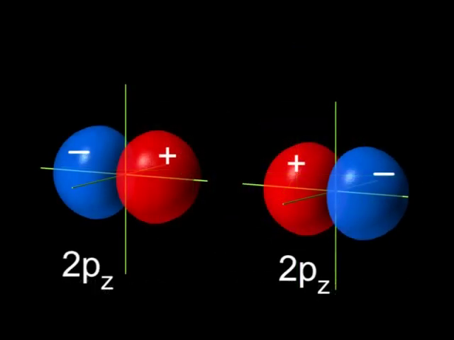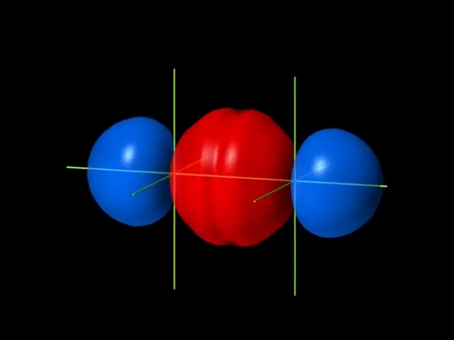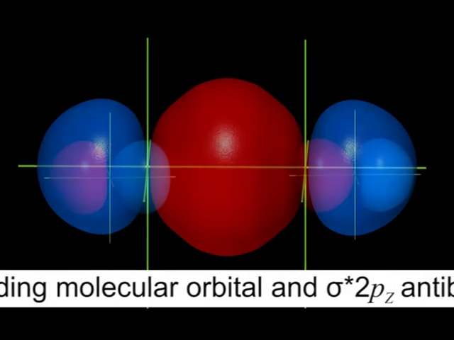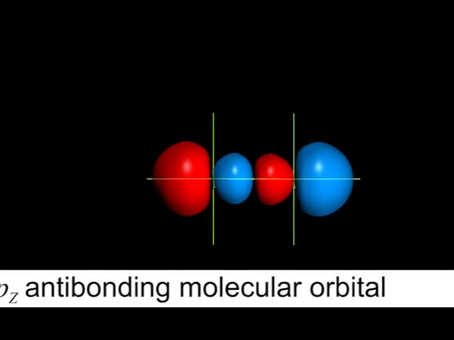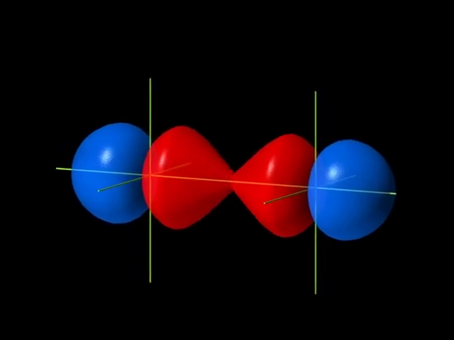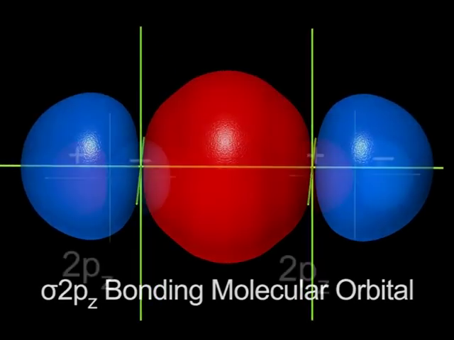This image depicts that two 2pz atomic orbitals combine along internuclear axis, resulting in formation of sigma 2pz bonding molecular orbital and sigma star 2pz antibonding molecular orbital. If the lobes of the two 2pz atomic orbitals which are facing each other have same signs of the wave functions, their axial overlap will result in sigma 2pz bonding molecular orbital.